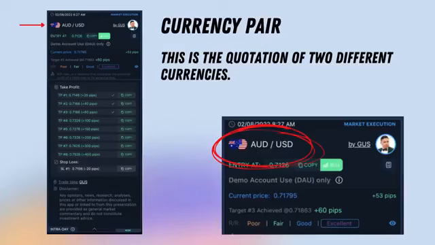So let's start with what you're supposed to look for when you first open a trade idea. You want to go ahead and identify your currency pair. This is the quotation of the two different currencies. So if you look at this example, that would be AUD, USD. That stands for the Australian dollar and the US dollar.